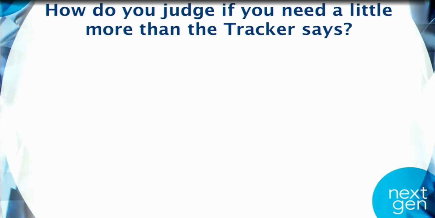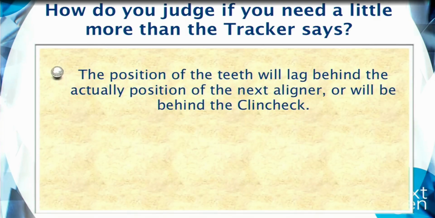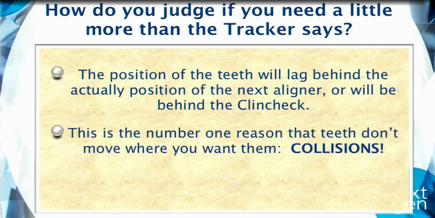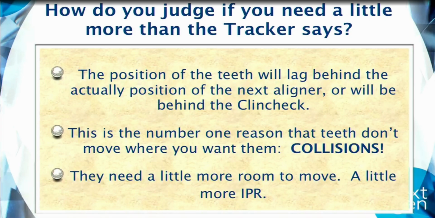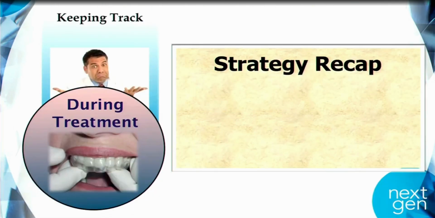Okay, how do you judge if you need a little bit more than the tracker says? I just said that. How do you know if you're going to need a little pink? Because the position of the teeth will lag behind the actual position in the next aligner or will be behind the ClinCheck. This is the number one reason that teeth don't close where you want them to, and that is because of collisions. Collisions are the problem there. They need a little bit more room to move, so they're going to need a little bit more IPR. So you're being exact with what they tell you, and you're being very careful, but sometimes you're going to have to do a little bit more, or sometimes you're going to have to do a little less.